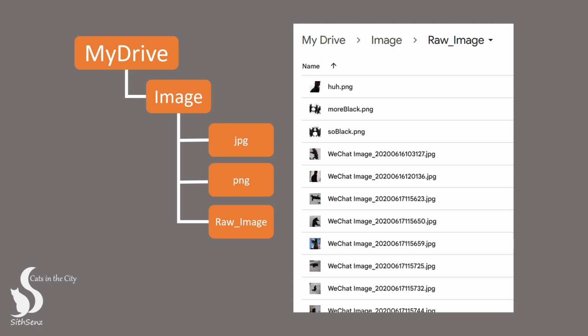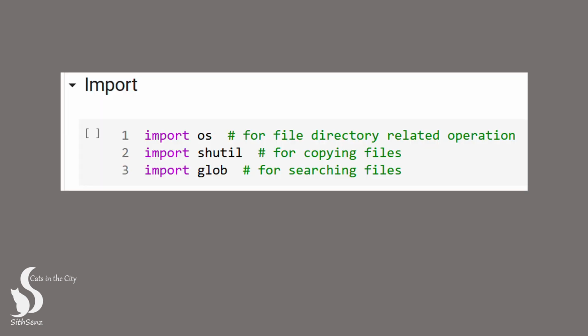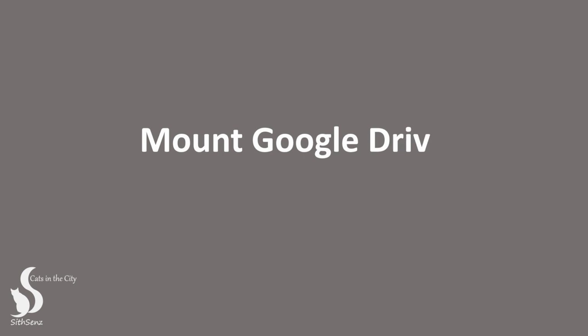As usual, we'll open a Colab notebook and I'll name it File Handling. Our first task would be to import all the required modules. We'll need to import 3 modules, and they are the OS, the Shutil, and the Glob module. We'll need the OS module for file directory related operations. The Shutil module is for copying files, while the Glob module is for searching files. Then we'll mount our Google Drive. Mounting the Google Drive will enable our Colab notebook to access files on our Google Drive.